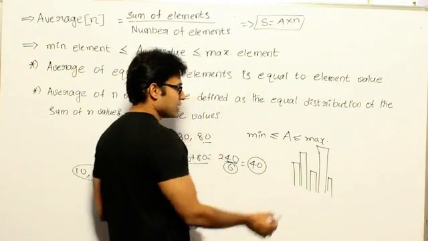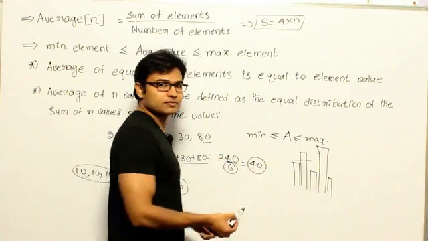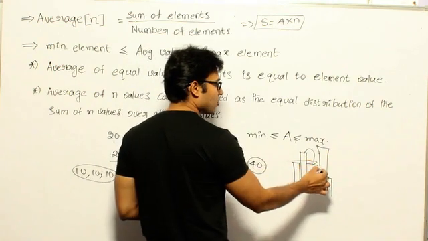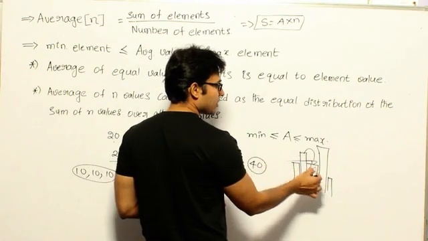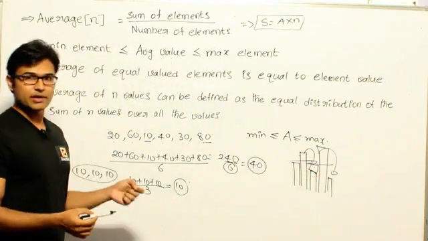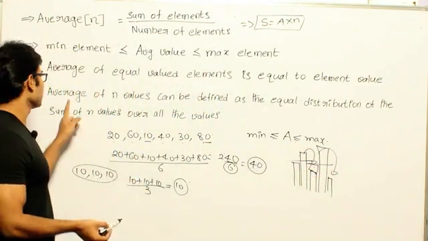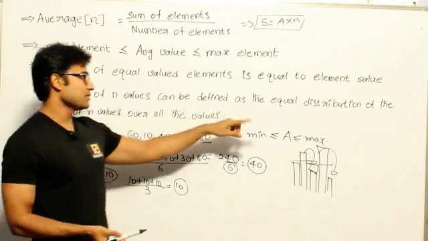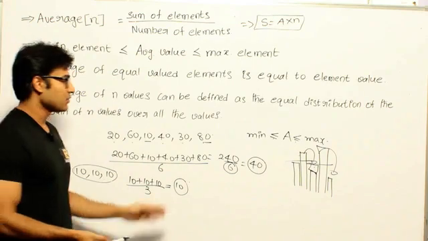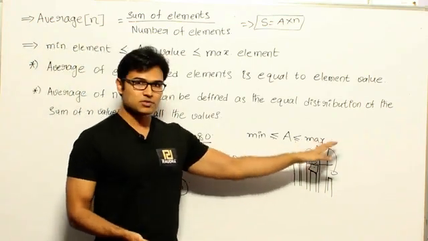Now it is nothing but taking out the higher part from the higher values and trying to distribute it over all the values like this. You take this part, put it here. You cut this part, put it here. Right? That is how you can understand averages. See this? The average of n values can be defined as equal distribution of the sum of n values over all the values. So you take all the values and you try to distribute them equally.